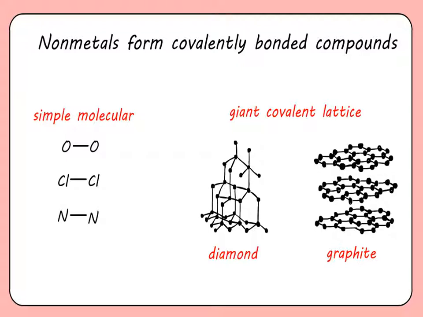This makes compounds with giant covalent lattice structures have high melting and boiling points, since it is these strong covalent bonds that need to be overcome when melting or boiling them, which requires a lot of energy in the form of temperature.